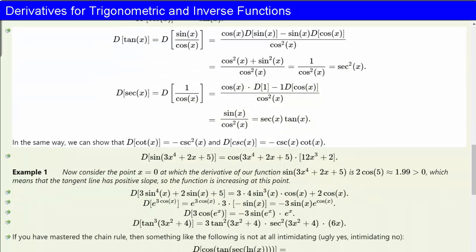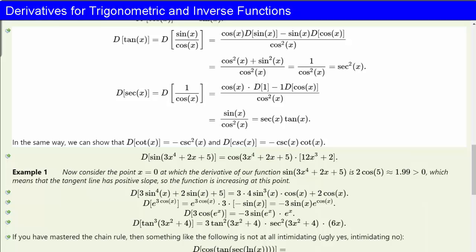Now we can differentiate all of the remaining trig functions since they are all defined in terms of the sine and cosine. For example, the derivative of tangent is the derivative of sine over cosine. So that's the usual quotient rule. The denominator is cos squared, and the numerator is cos times the derivative of sine minus sine times the derivative of cos. And when you work that all out, in the numerator you get cos squared plus sine squared, which is 1. In the denominator, you have cos squared, so you get the reciprocal of cos squared for the derivative of tan x, and that's usually written as sec squared x.